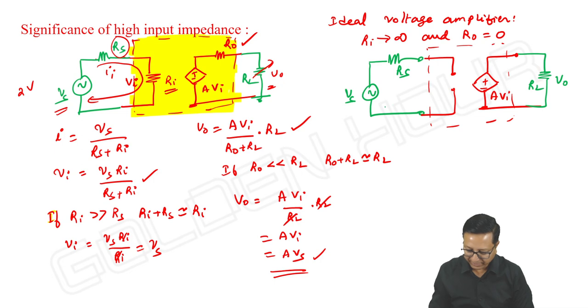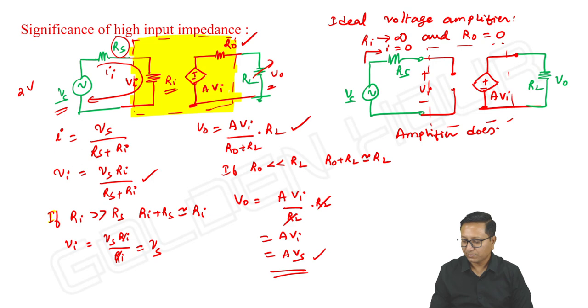Then what about Vi? Is there any current that is possible here? No current enters into the device. Means my voltage amplifier is not loading the source. Always Vi is equal to Vs. So the amplifier is not loading the source. Due to infinite input impedance, no current enters into the input terminal of the amplifier, so that it does not load the source.